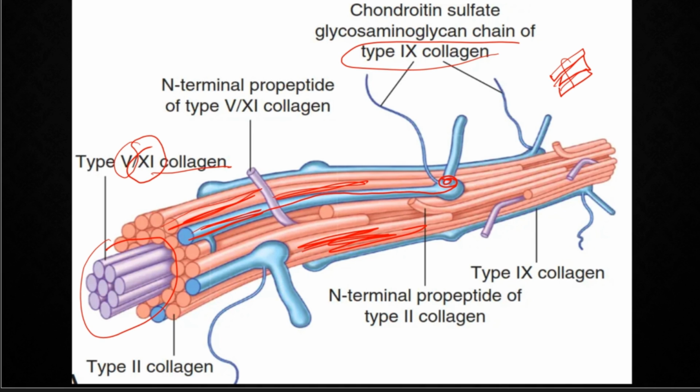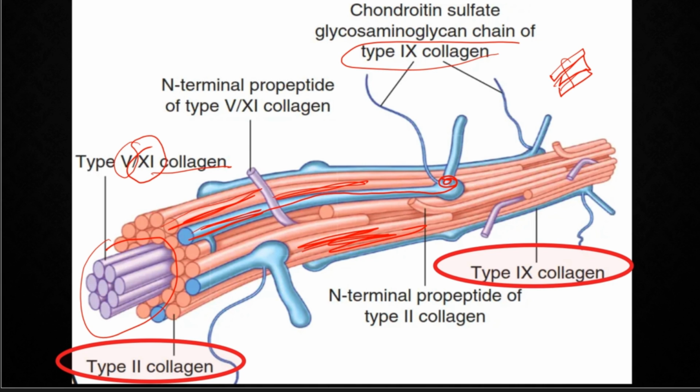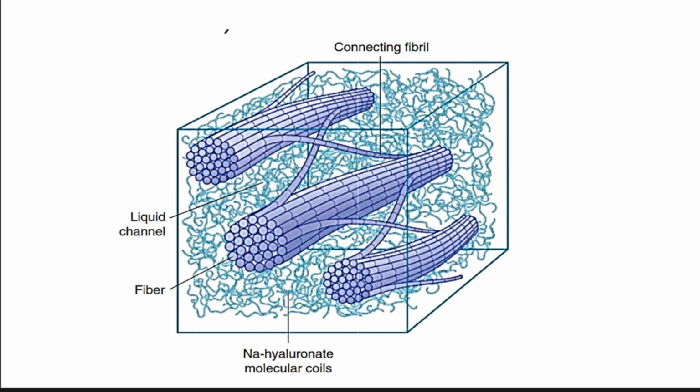Okay, so with this we complete what is meant by collagen and what are the various types of collagen within the vitreous humor. So I hope that is clear. So type 2 collagen, type 9 collagen, and type 5 and 11 collagen, right? In this diagram, you can see how the fibrils have joined together to form these bundles of collagen, and these bundles are interconnected and give the major structure to the vitreous humor.